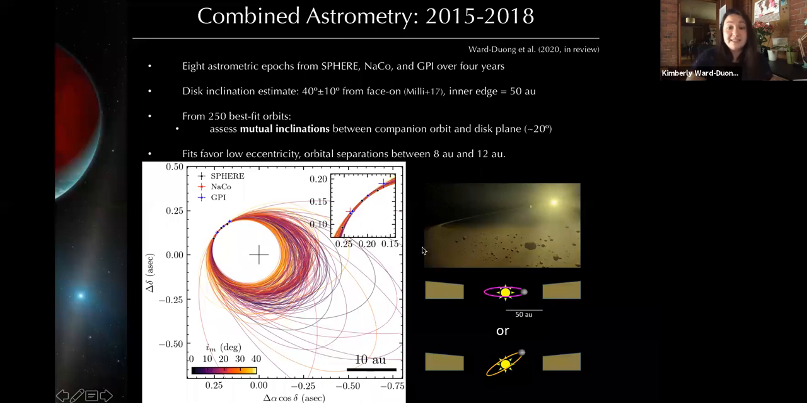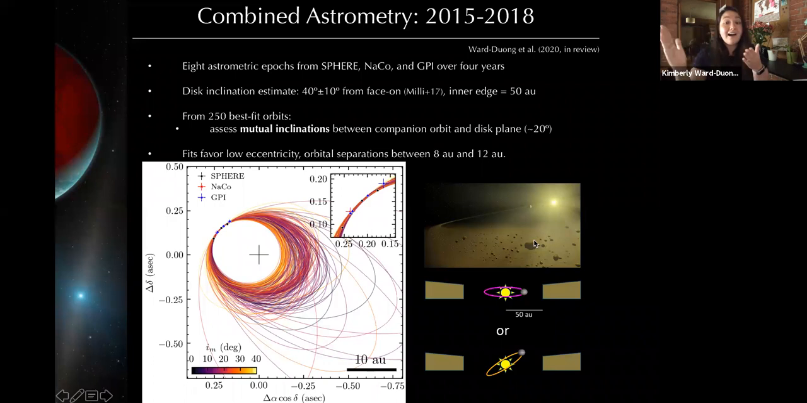And one of the things that we can start to explore is whether or not the object's orbit is coplanar with the debris disk, or if it's slightly inclined. And it looks like there's a little bit of a signature for some moderate inclination between the object and its debris disk. We also know that the object is only at about 10 AU in separation from the star, but the inner edge of the disk is 50 AU.